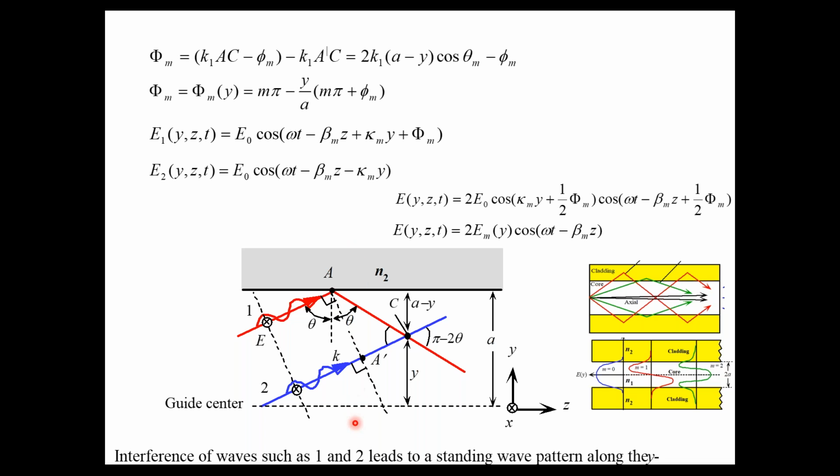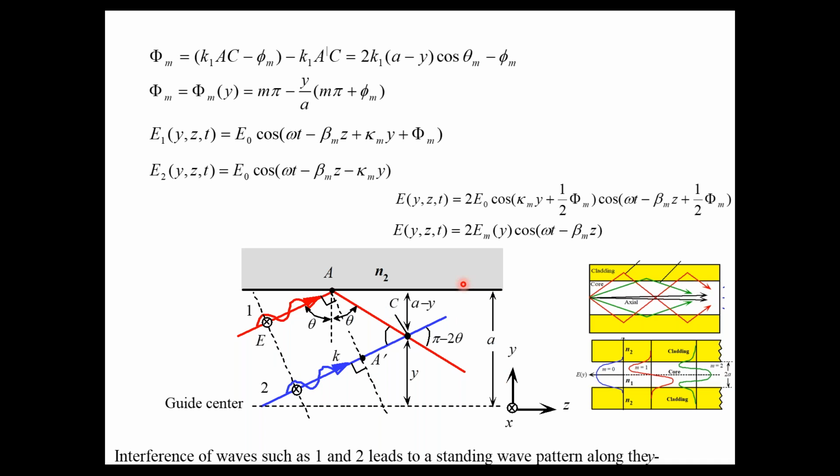Along the y direction, it doesn't have any time dependence. It is a standing wave pattern, the first term, and the second term is a traveling wave. It is a time dependent term. So a harmonically varying electric field pattern along this y direction is propagating along the z direction in an optical fiber or any waveguide.